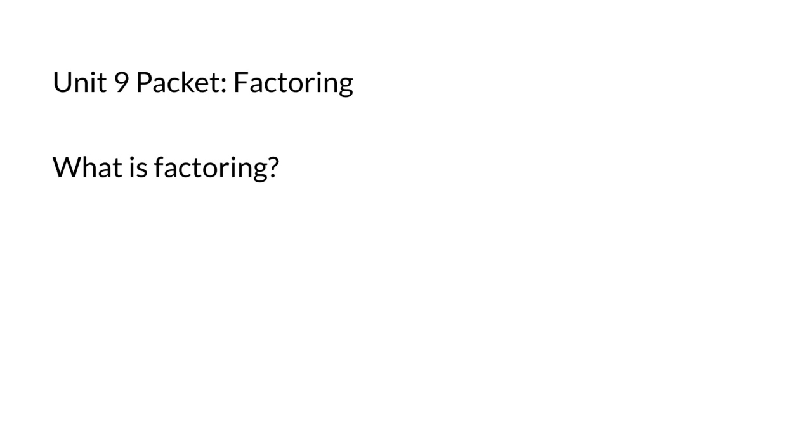So what exactly is factoring? Well, if we think about just a number, so if we look at 35, if we wanted to find factors of 35, we would want to think about two things that multiply to 35. So we could say that 35 is the same thing as 7 times 5.